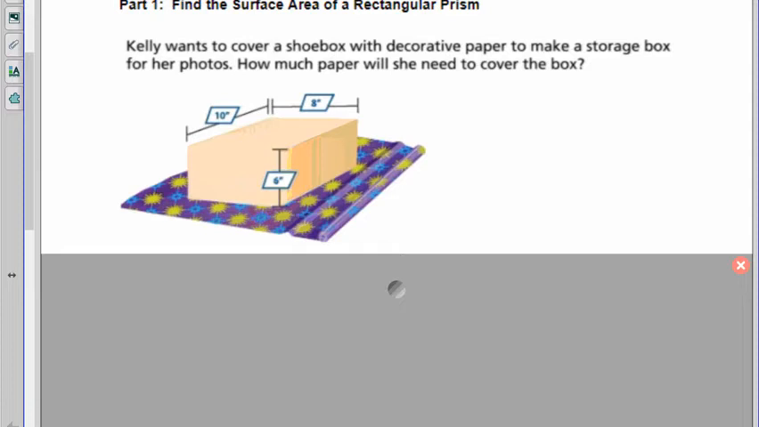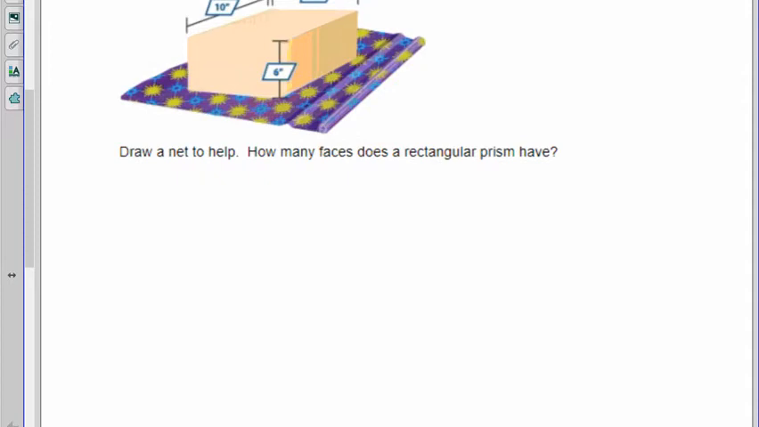So let's do that. Well, we've got to start with one of the faces, and I like to start with the base. And the base is the same as the top, that's the second base, and those are 10 by 8. So I'm going to draw a rectangle that's 10 by 8-ish, one side being a little longer than the other. And there it is.